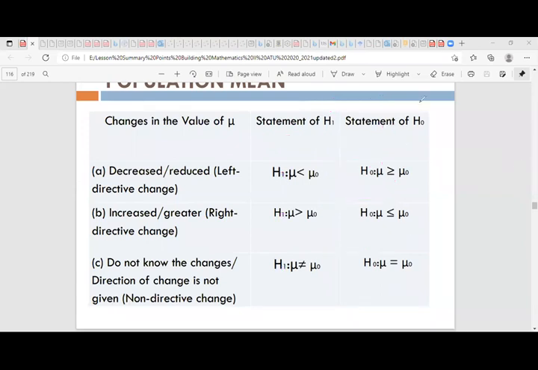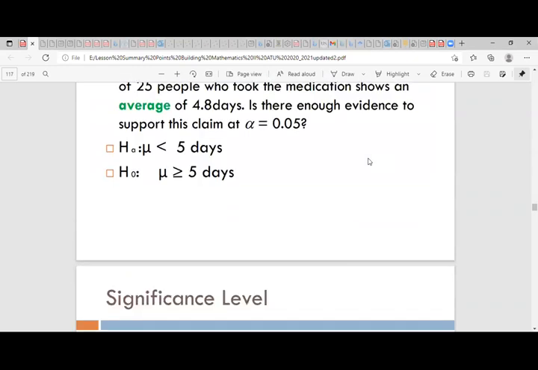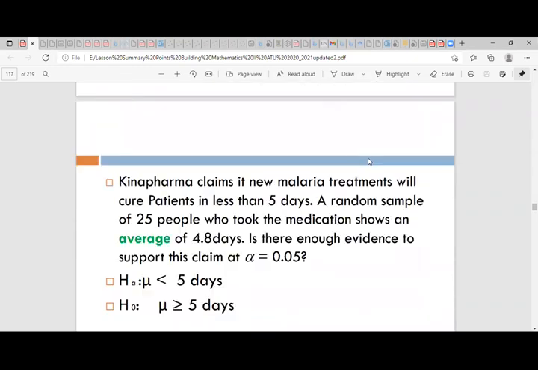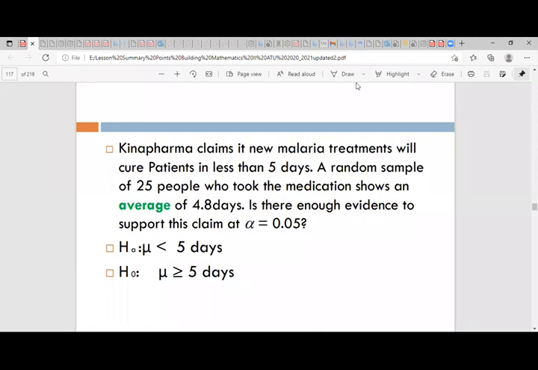Now let's move on to the next point. So we have the second example here. This time, Kina Farmer is claiming that the new malaria treatments will cure patients in less than what? In less than 5 days.